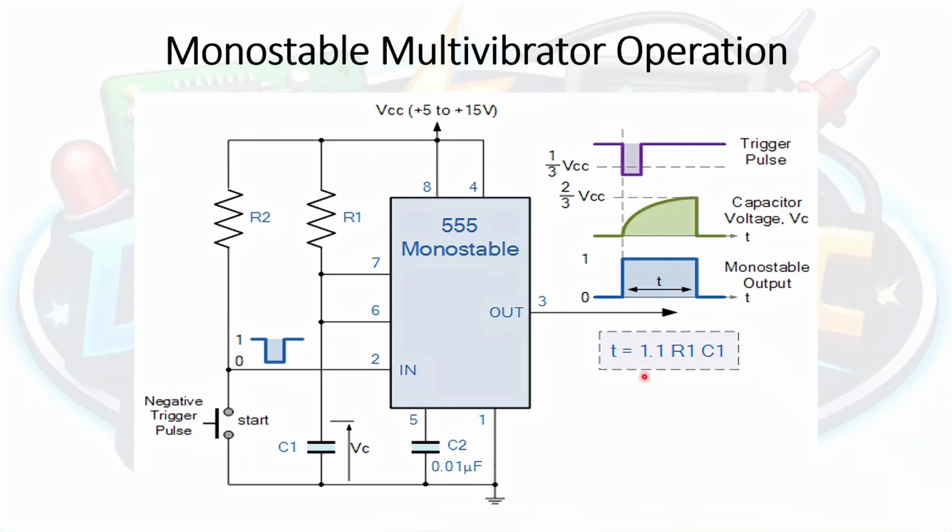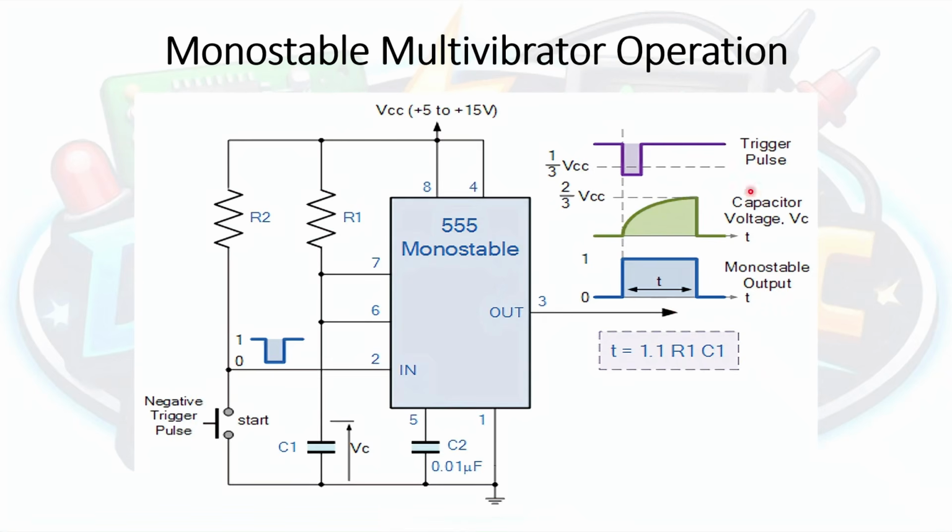It is computed using this formula. T, the period of the on state of our monostable multivibrator, will be equal to 1.1 multiplied by the value of R1 multiplied by the value of C1. Now, if I have one channel of my oscilloscope connected here at the capacitor, what will I see on that channel? You will see the capacitor voltage waveform, here on the right hand side of the diagram.